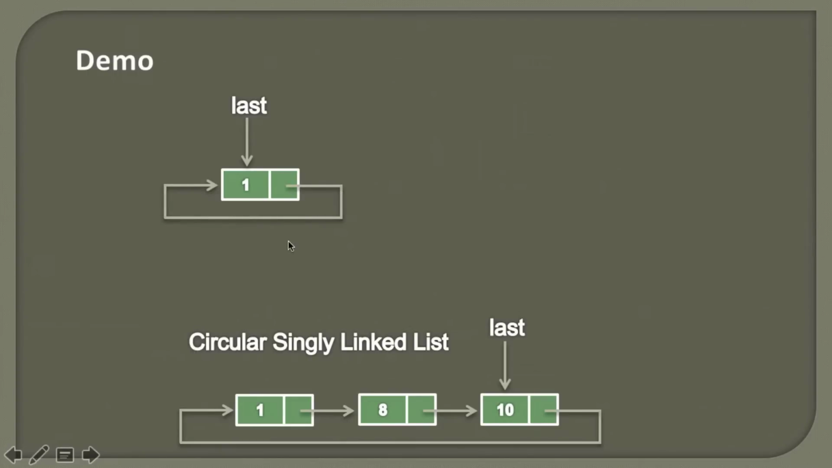So when we insert a node into an empty circular singly linked list, last points to that particular node and its next points to the node itself.